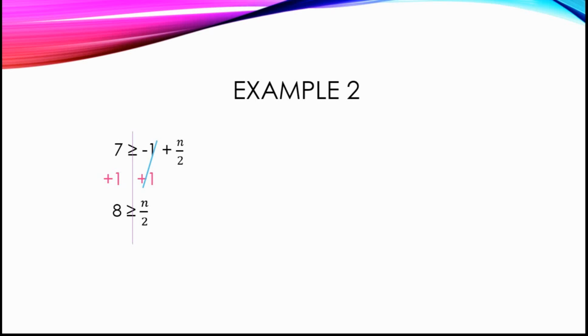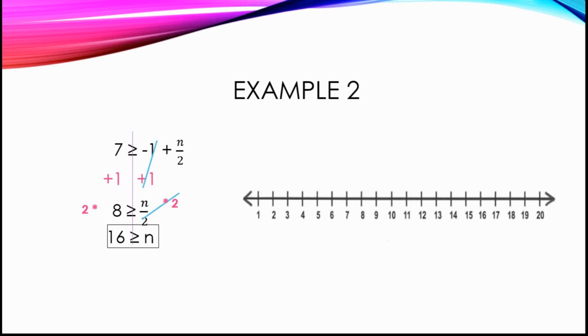Now we know that fractions, even though they look a little bit scary to us sometimes, they're not scary. It's just a division problem. So right now, the variable is being divided by 2. If I want to get the variable alone, I need to multiply by 2. Whatever I do to one side, I have to do to the other. So multiplying by 2 cancels over there and leaves the variable alone. And then 8 times 2 is 16. So we have 16 is greater than or equal to n.